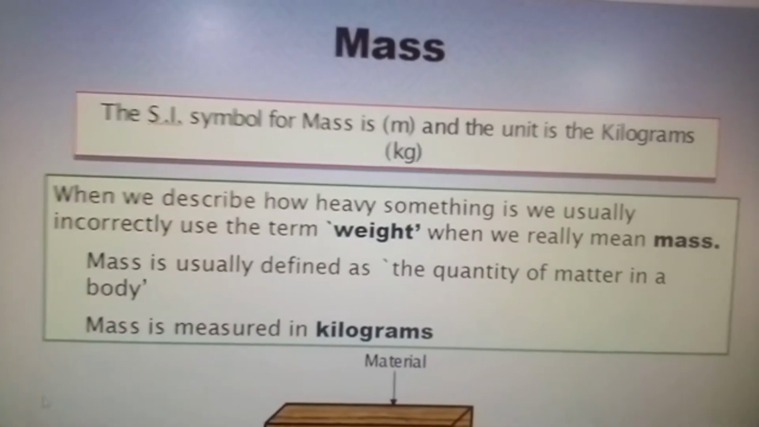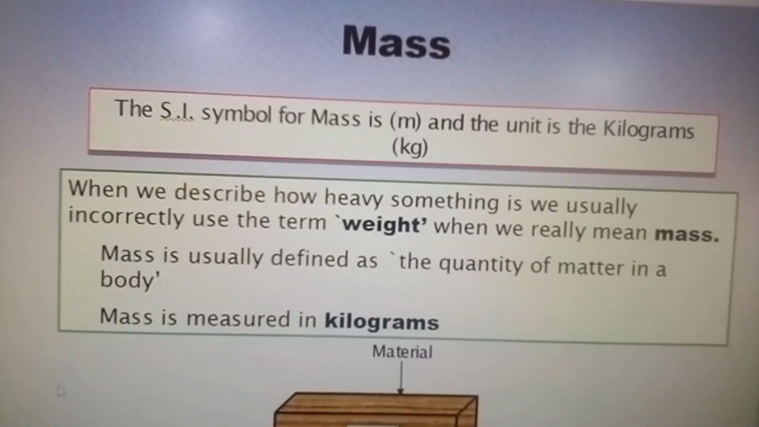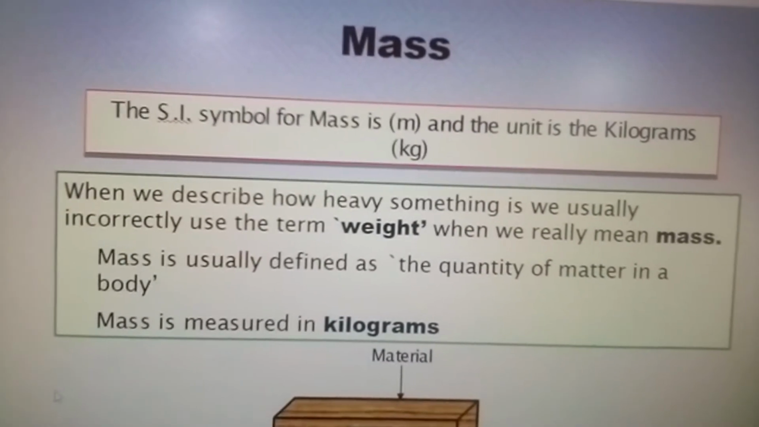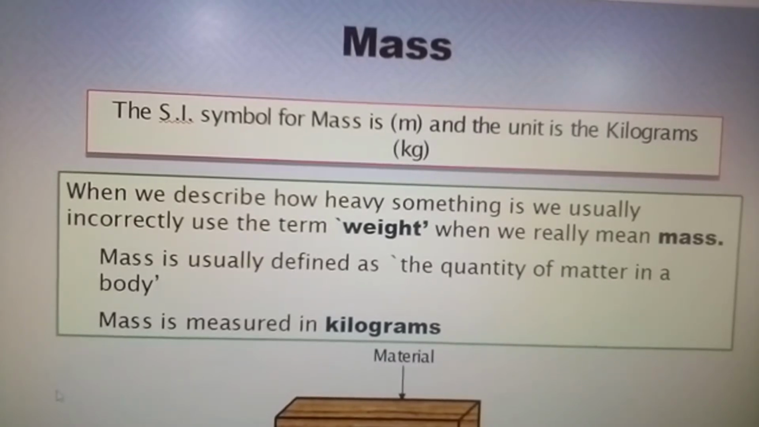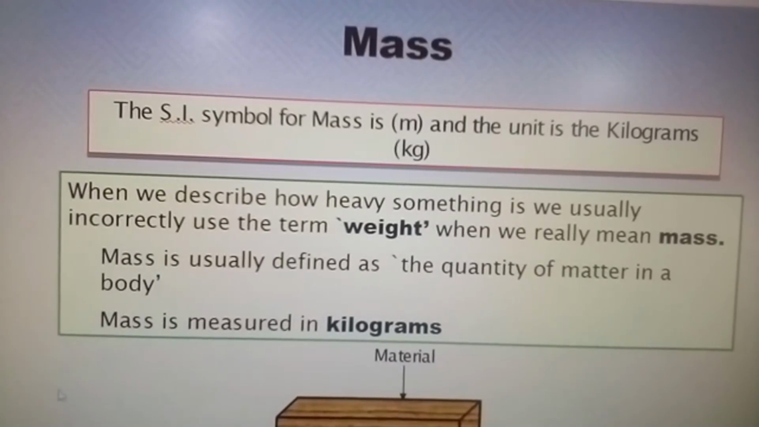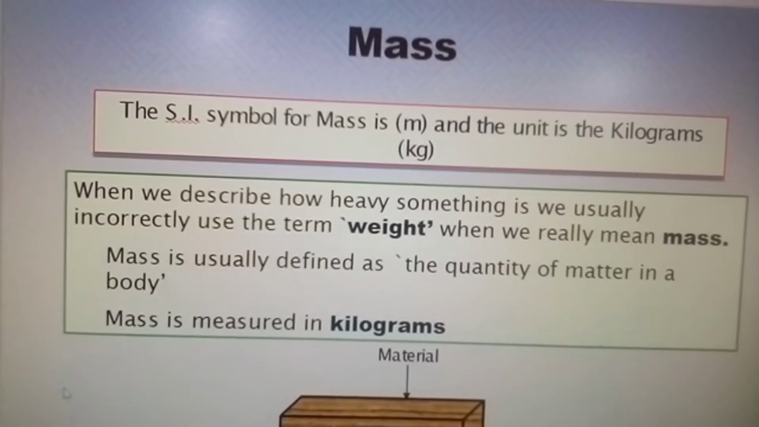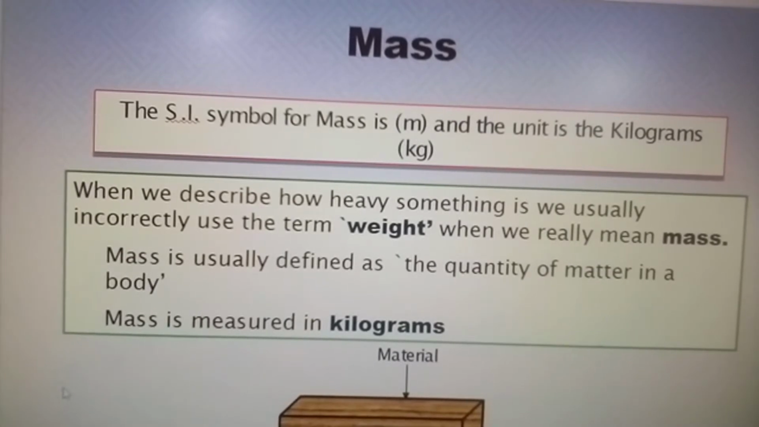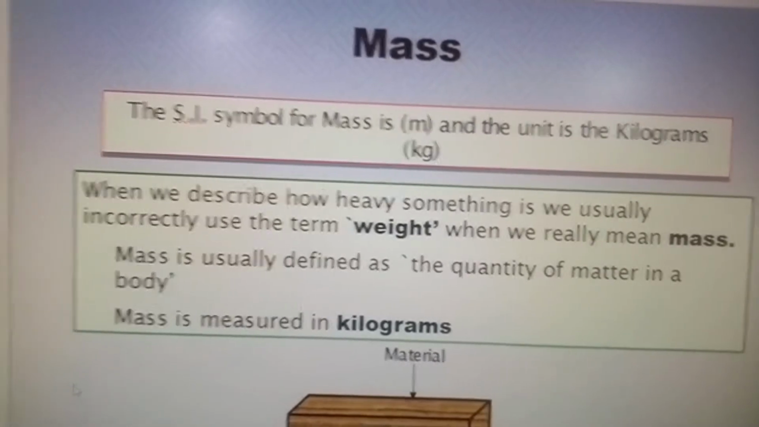Now here we have standard unit of mass, okay? The SI symbol for mass is M and the unit is a kilogram, kg, okay? When we describe how heavy something is, we usually incorrectly use the term weight when we really mean mass. So your weight, if you're 14 stones, you would have a mass of 14 stones, okay? Mass is usually defined as the quantity of matter in a body.